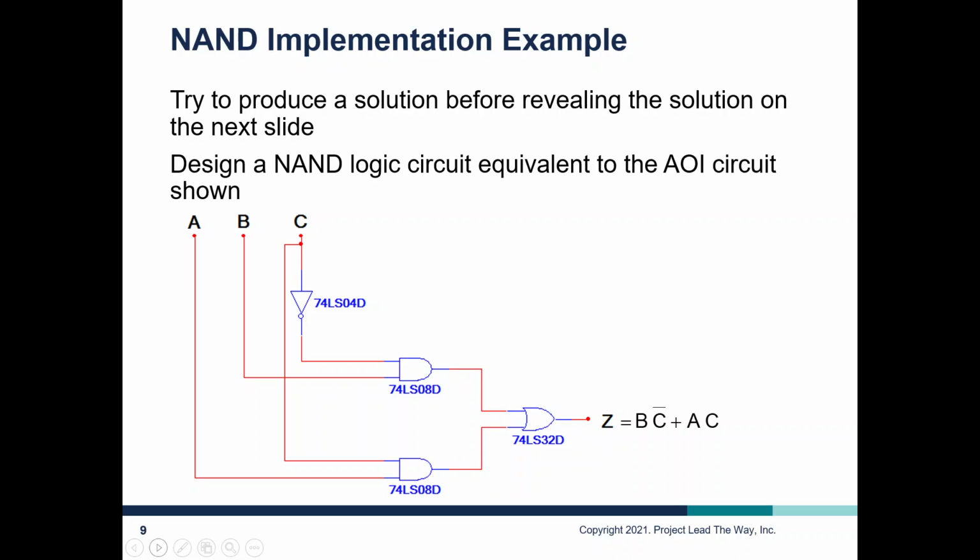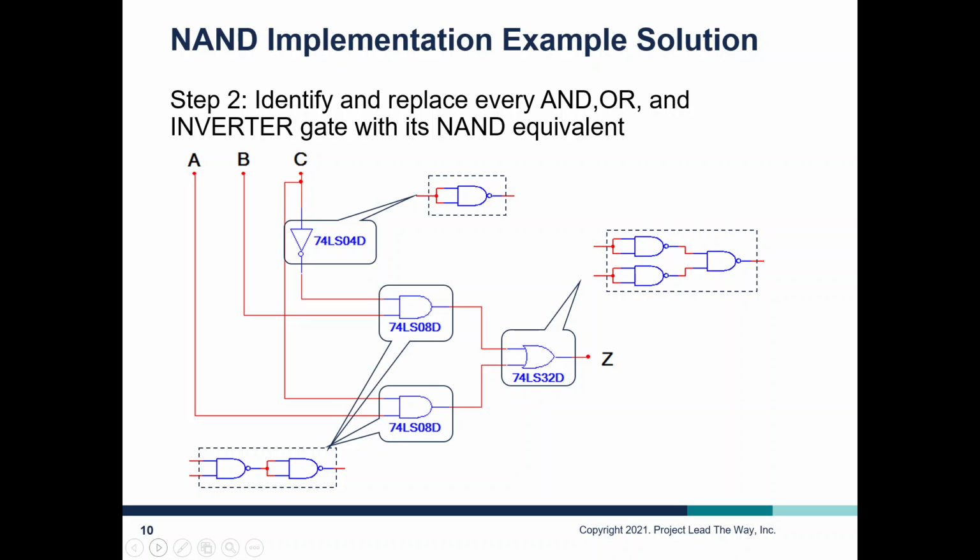Okay, here is a circuit that we want to convert to a NAND design. Notice we currently have 1, 2, 3 different IC circuits. 2 of them are using only one of their gates, and one of them is using 2 of their gates. Okay, we replace those with their NAND equivalents.